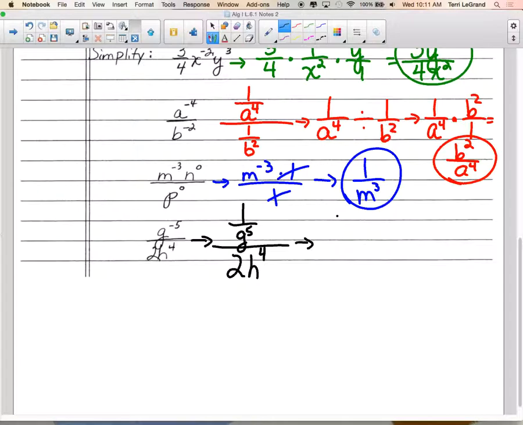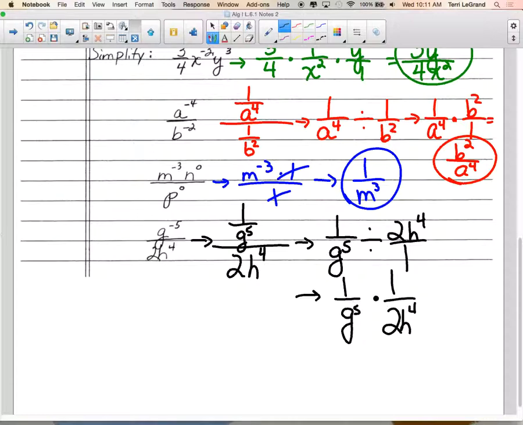Okay, turn it into a division problem. So 1 over g to the 5th divided by, so it's kind of like you're just replacing the fraction bar with a division symbol, and writing it horizontally instead of vertically. And then I'm going to make this one into a fraction by putting it over 1. Is that going to be a nice division problem? No. Not so much. Okay, so then I'm going to change it to multiply by the reciprocal. And now I'm going to multiply across the top, multiply across the bottom.